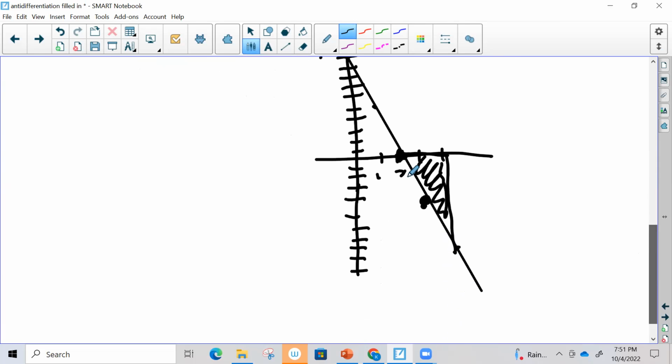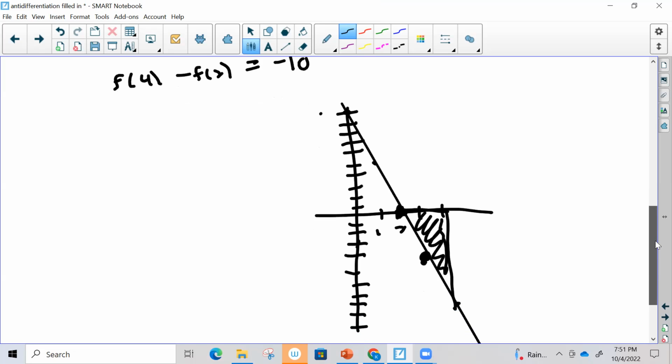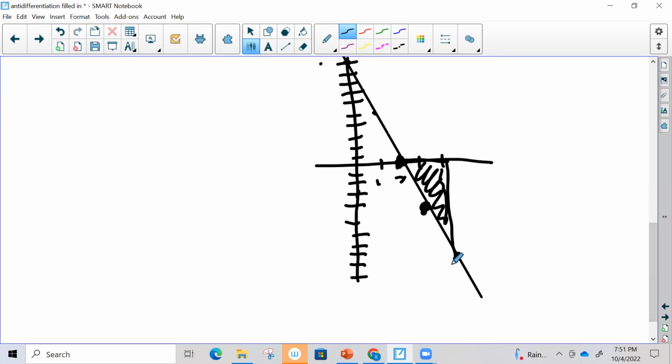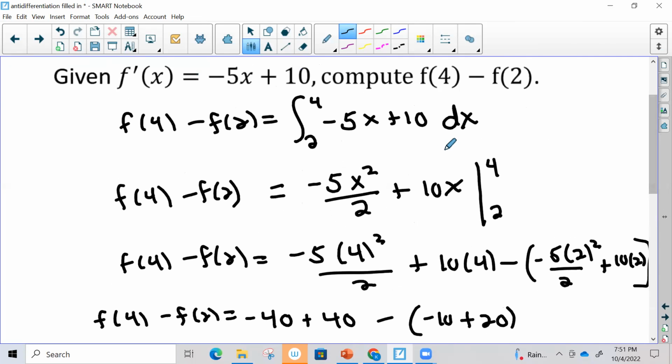You could also find this area graphically in order to get the area. So the height, this goes to 10, so this would be 10, and the width is 2. So if you found the area of that triangle, it'd be 1/2, 2 times 10. And because it's below the x-axis, it's negative, which would give me negative 10. So that's an application of the fundamental theorem of calculus.